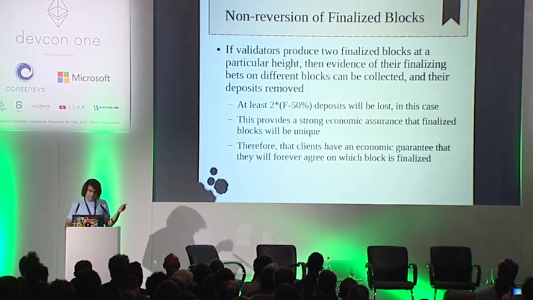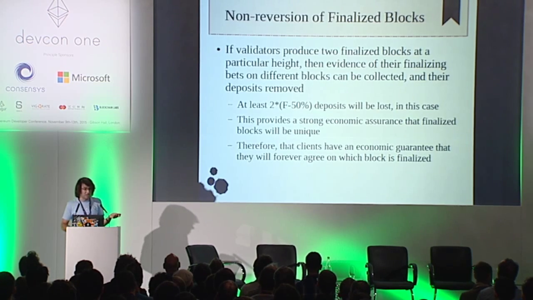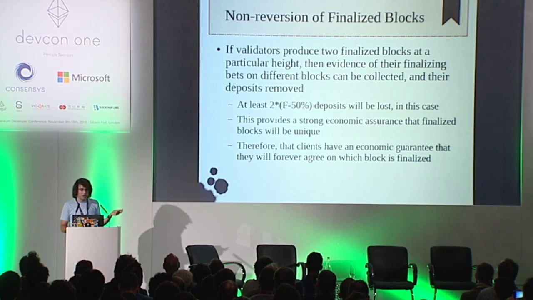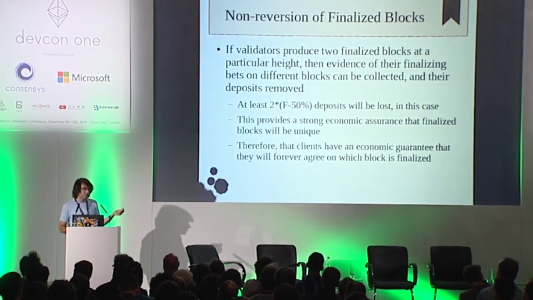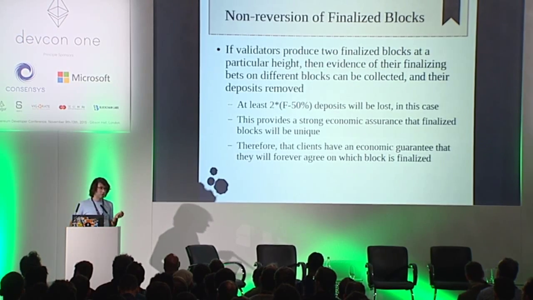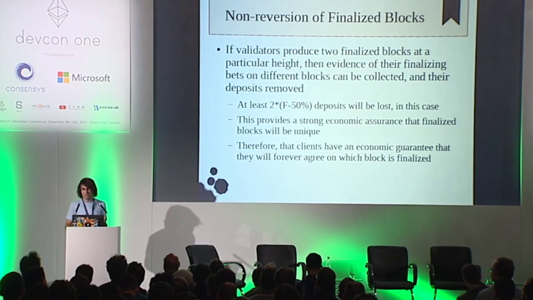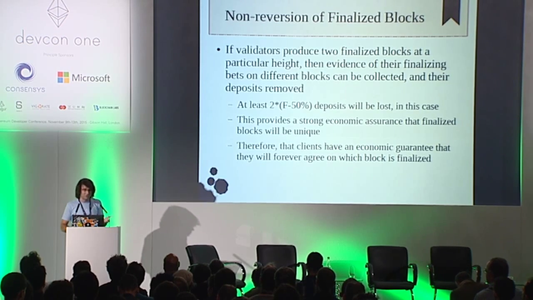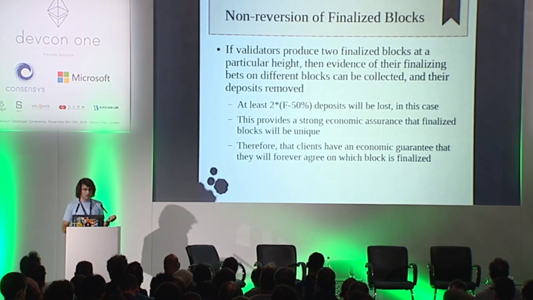So finalized blocks aren't reverted for two reasons. One of them is that reverting a finalized block would create a very large amount of evidence of malfeasance, which would lead to a very large amount of loss of security deposits. So we have an economic assurance that two finalized blocks won't be created, because it creates a lot of this evidence which can be used to punish a lot of them, which means that an adversary would have to spend a lot of money to revert a finalized block.